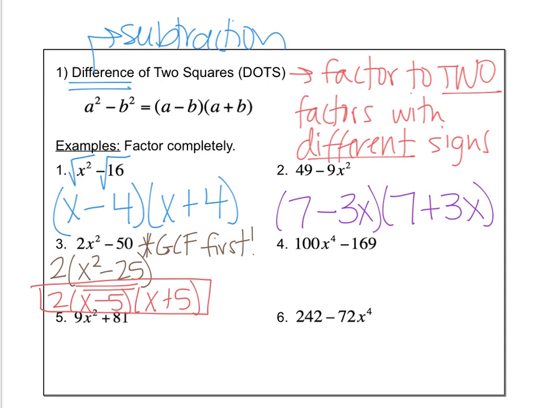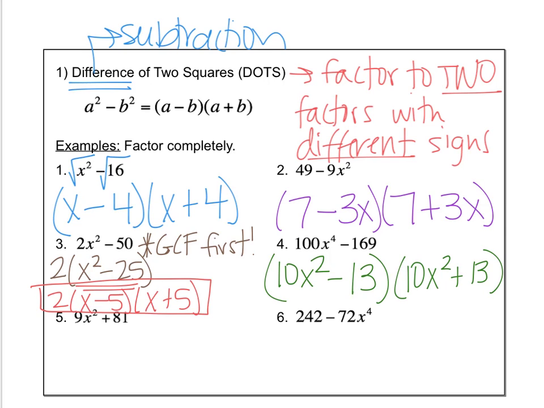All right, what's going to happen in number 4? So it'll be 10x squared. The 10x to the 4th reduces down to 10x squared. So you divide the exponent by 2 when it's a different exponent. Minus the square root of 169. If you didn't know it, you can take the square root on your calculator. That's the first factor. The second factor? 10x squared plus 13. Remember, a difference of two squares has to have two factors with different signs. It's not just one. You can't just take the square root and be done. It wouldn't go back. We're creating two things that would take us back to that original problem.